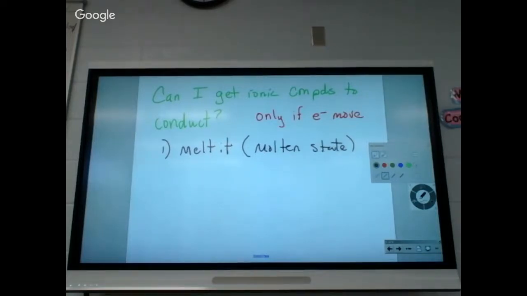Is there another way that we can make those electrons move? It might be easier.